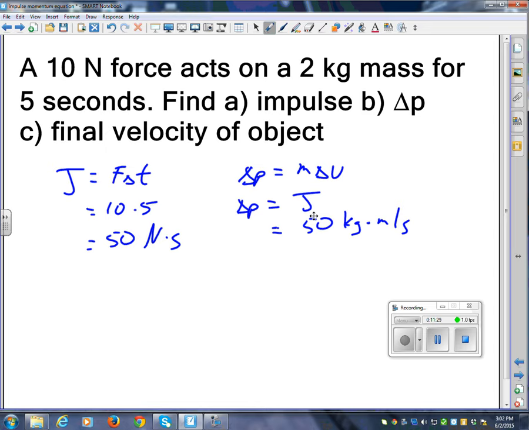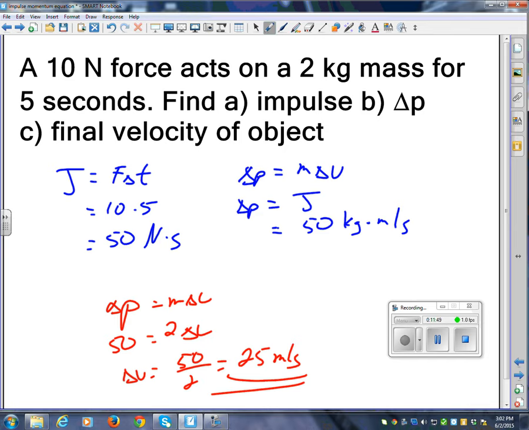What's the final velocity of the object then? So delta P is equal to m delta V. 50, the mass is 2. So the change in velocity is 50 divided by 2, 25 meters per second. These are pretty easy, right? There's not a lot of math. There's no scientific notation. Usually the only real way to make it difficult is if the initial velocity wasn't 0, and then you have to do delta V as VF minus VI. Not too bad, though.